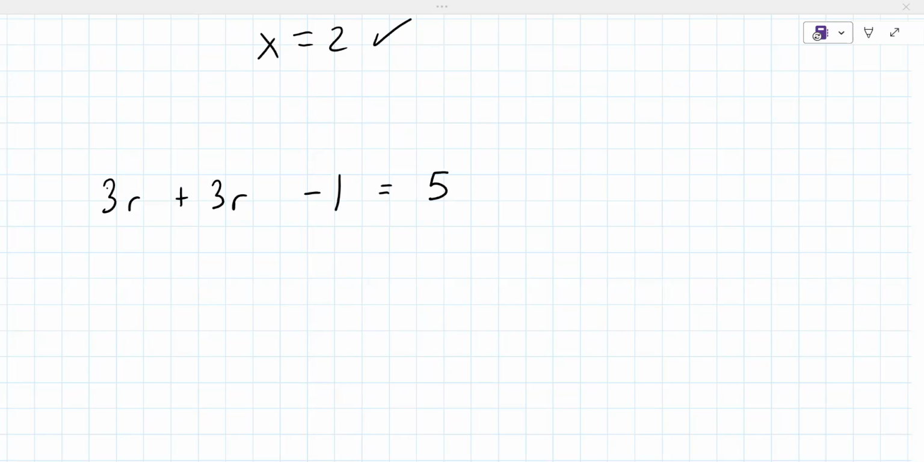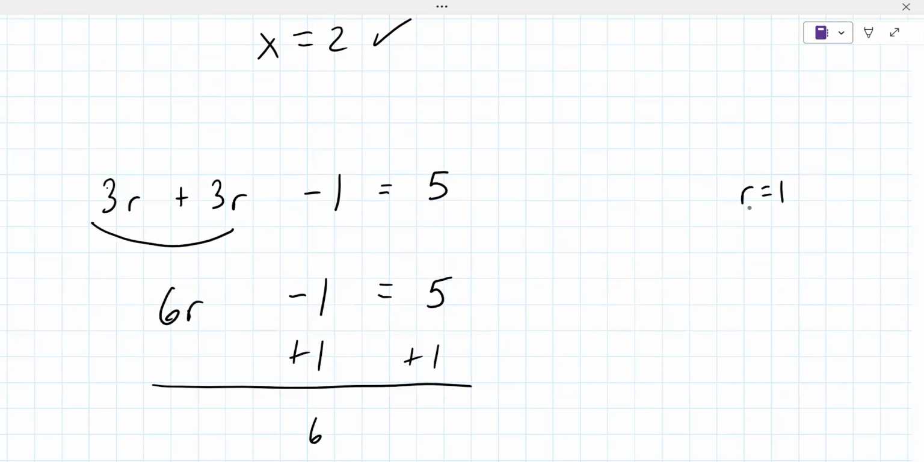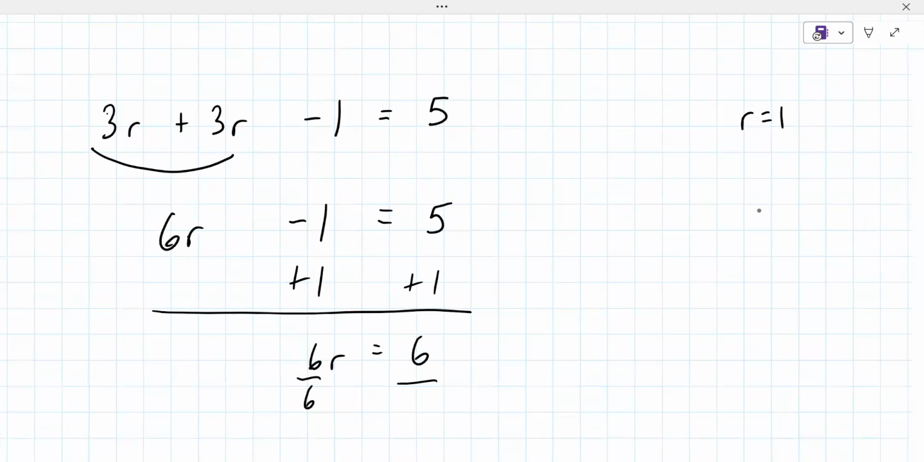R equals 1. You are correct. R equals 1. So let's go through this here. 3R plus 3R is 6R, minus 1 equals 5. You add 1 to both sides. 6R equals 6. Divide both sides by 6 and R equals 1. Yep, I remember that. All right, good job on that one.